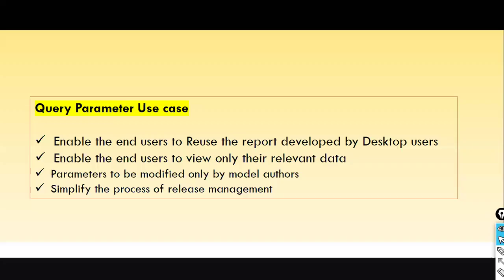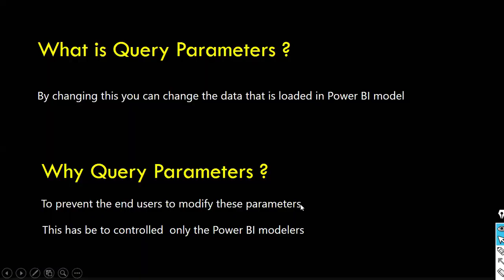What is the big deal about query parameters? In what kinds of scenarios can I use them? First, it enables end users to reuse the report developed by desktop users. Second, it enables end users to view only the relevant data. Third, parameters can be modified only by the model authors, hence there is centralized control. And the last one is to simplify the process of release management. For these different scenarios or use cases, we will be using the query parameter in Power BI.